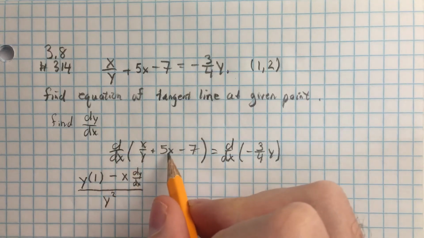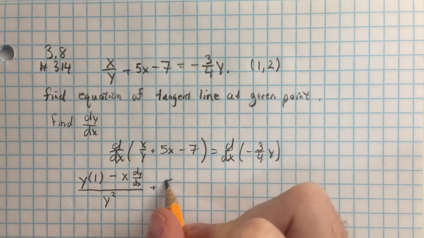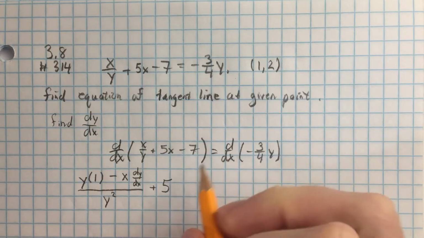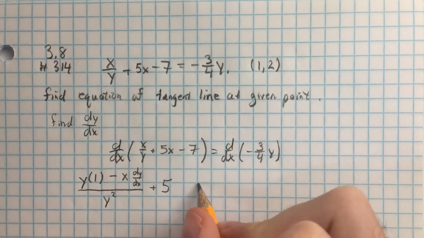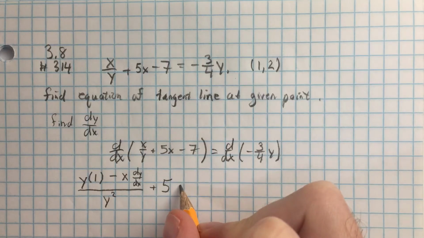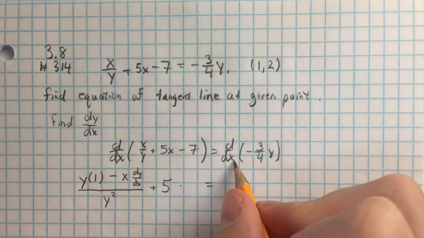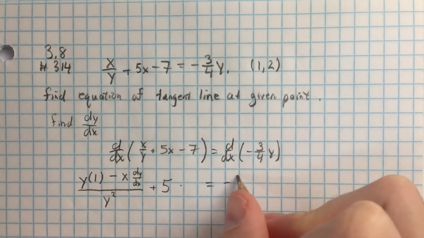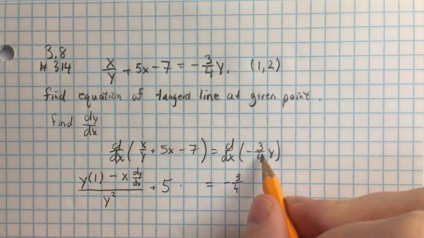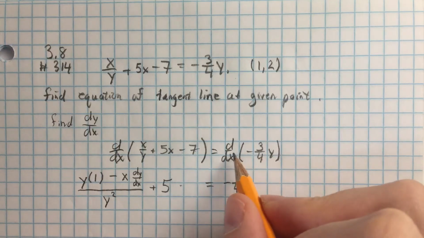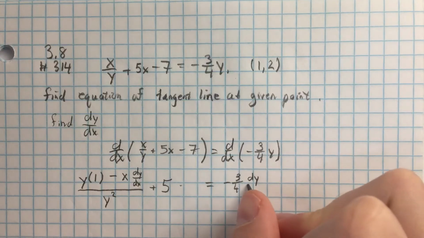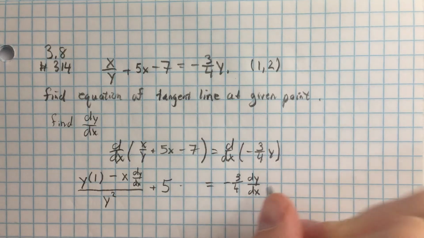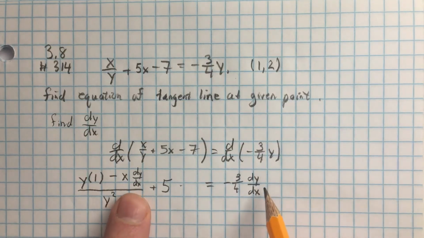When d/dx comes in contact with 5x, it's just the regular derivative of 5 because there's no y variable sitting there. And then minus 7 is, of course, going to 0. On the right-hand side, the derivative will just be negative 3/4 times dy/dx because of the constant multiple rule. All right, so there's two locations in this equation where we now have dy/dx. I need to get them together.